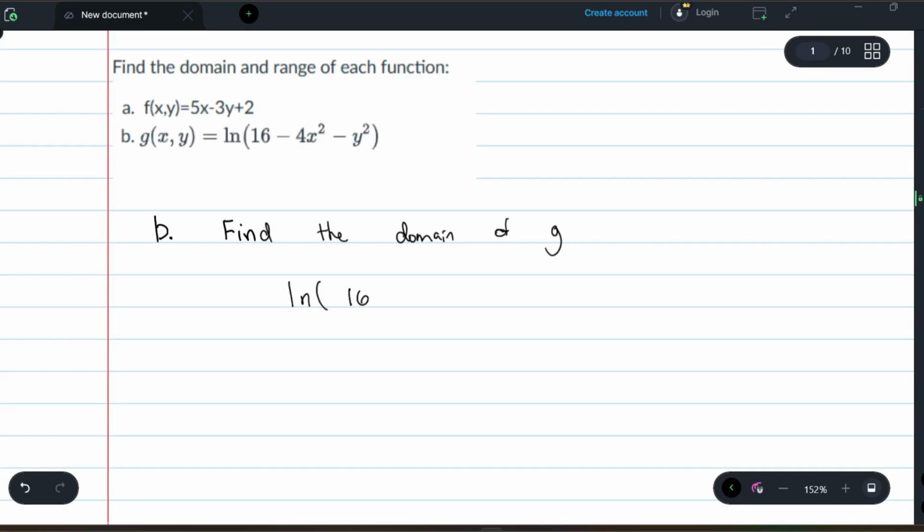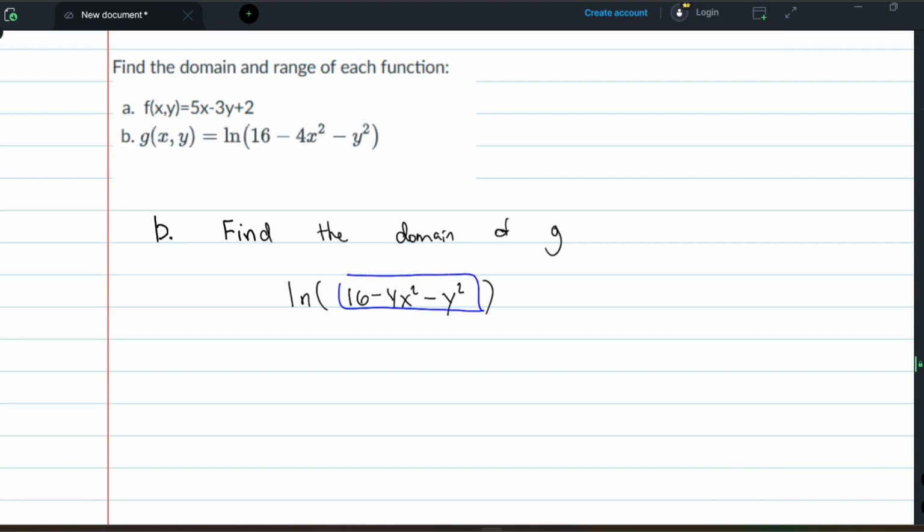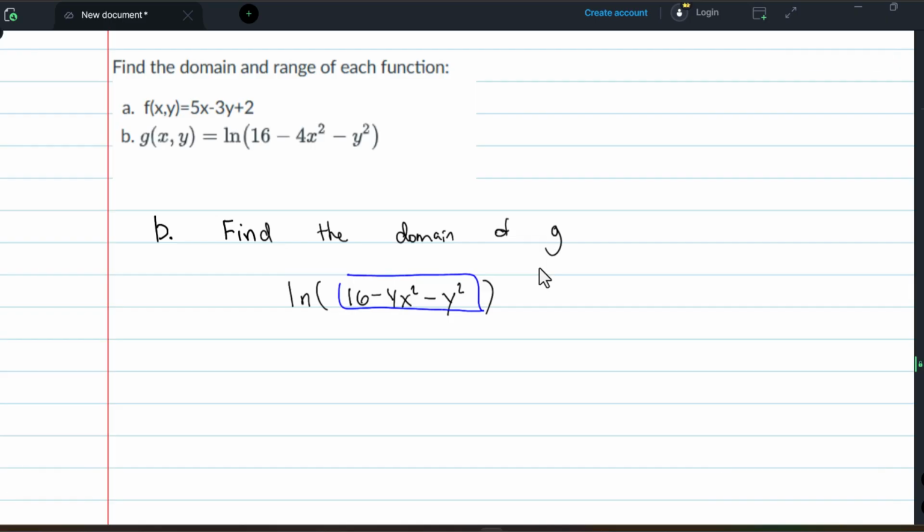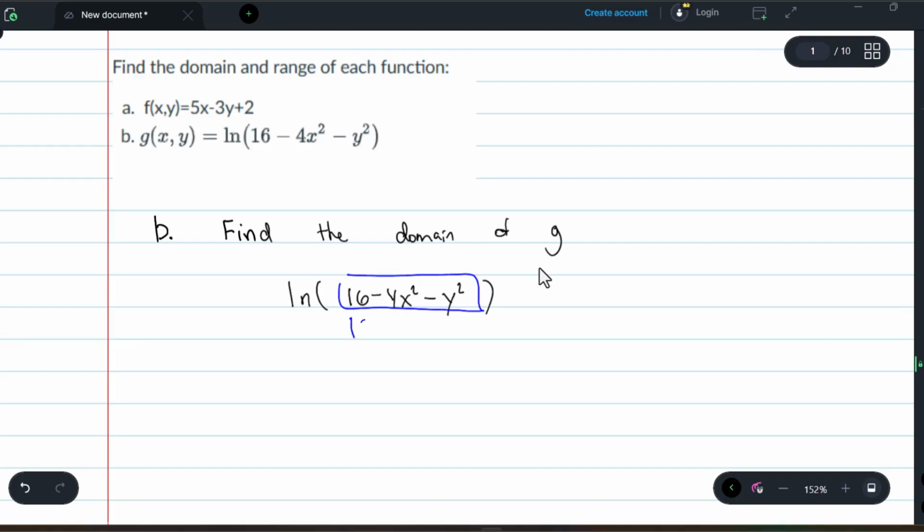The general trick for something like this is to realize that you're taking the log of a combined quantity. You want to imagine there's a box of this combined quantity, and that box has a restriction. Specifically, you cannot take the log of a negative number or 0. Whatever you're plugging into your log has to be a positive number, and that means this entire box has to give you a positive number.